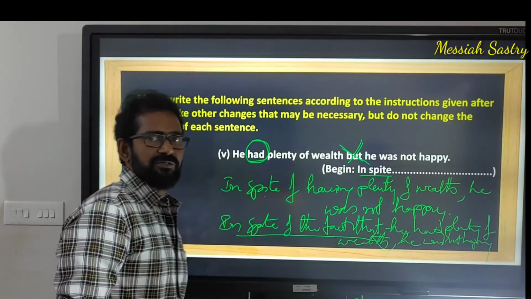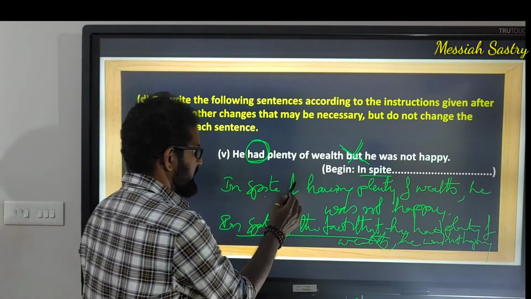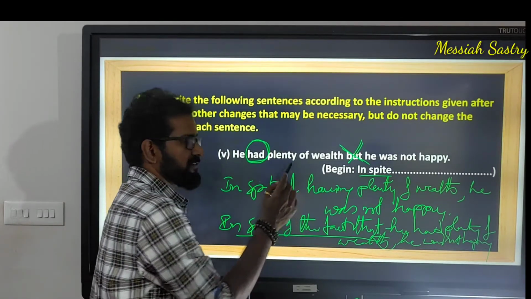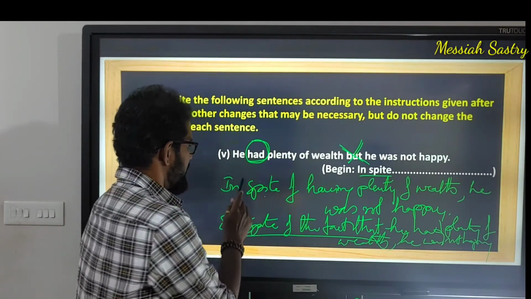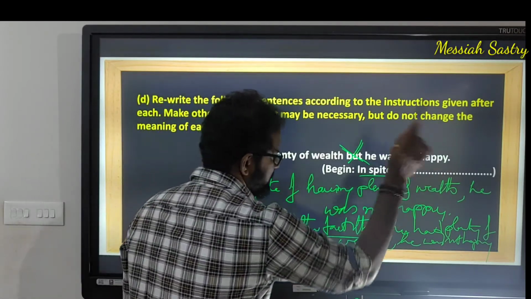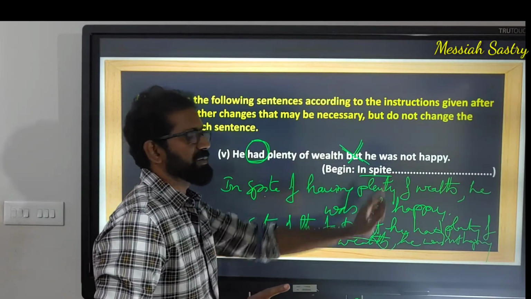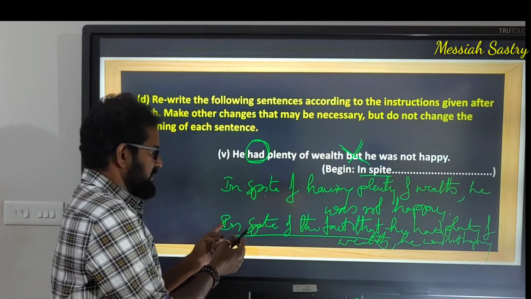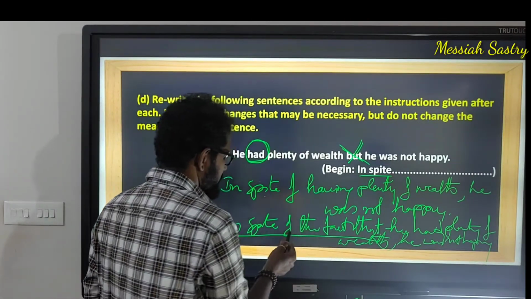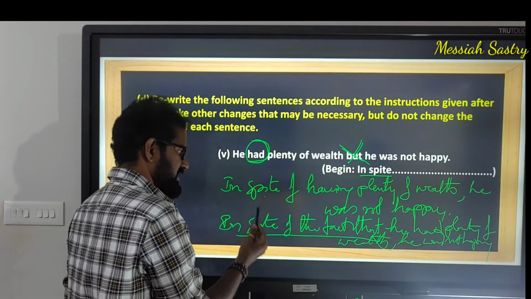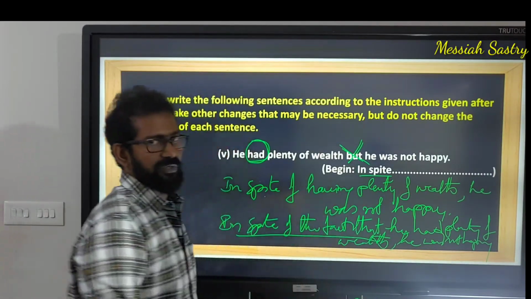You can also write using despite, but the only thing is don't use of after despite. Despite having plenty of wealth, not despite of, despite having plenty of wealth. Even here, despite the fact that, not despite of the fact that, we can write despite the fact that.